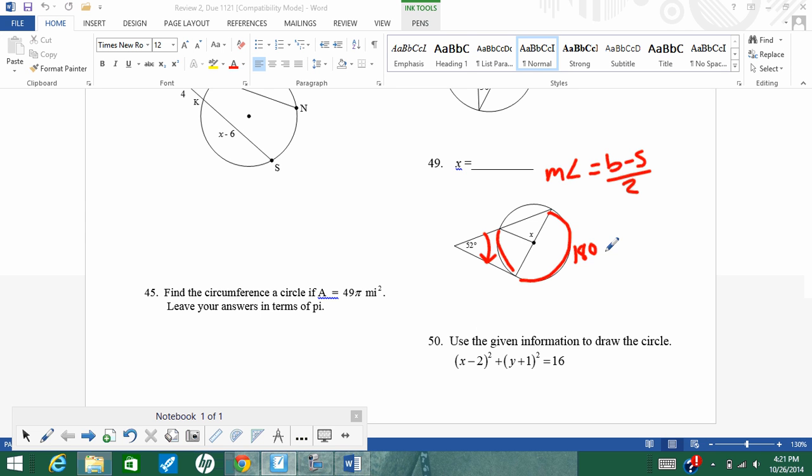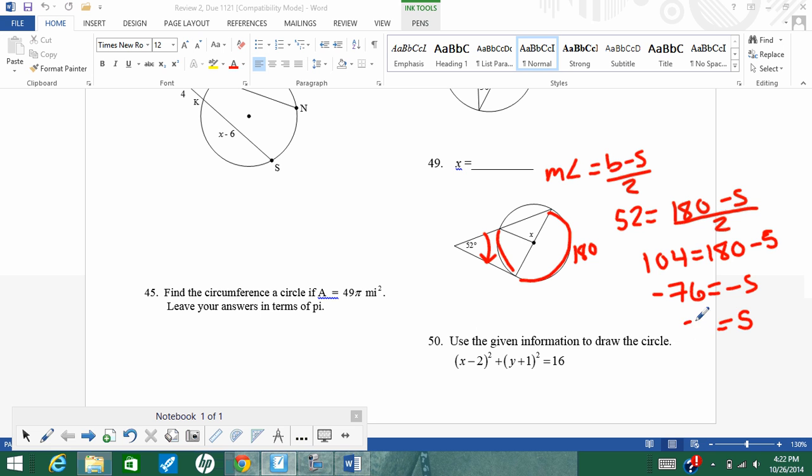This arc is 180. That's the big. We know the angle. We can find the small. So even if you don't know where this is heading, it's still a good idea. It'll help us find out another piece of the puzzle. So my angle is 52. My big is 180. I don't know small. Multiply both sides by 2. That's an s, not a 5. Subtract 180. So my small arc is 76 degrees. That's this guy over here.